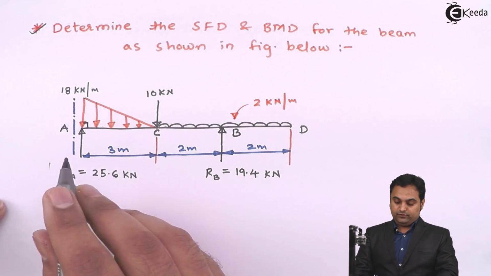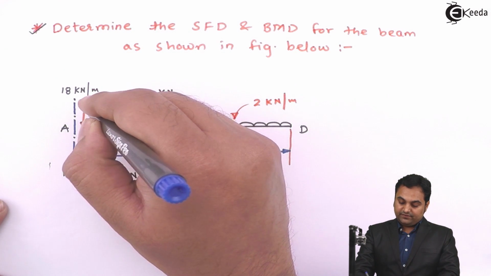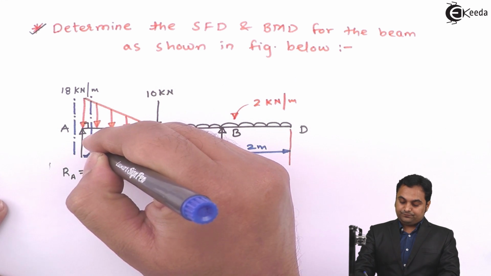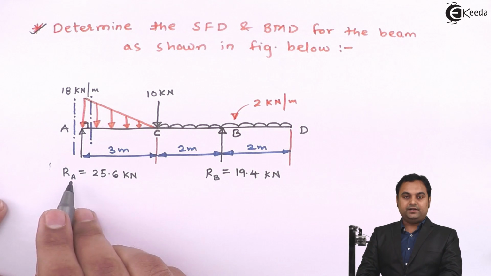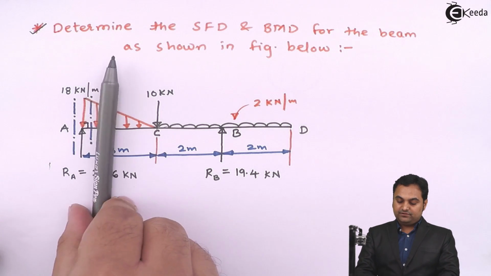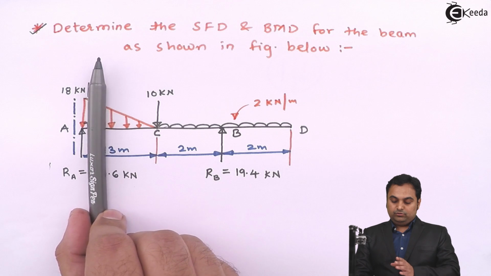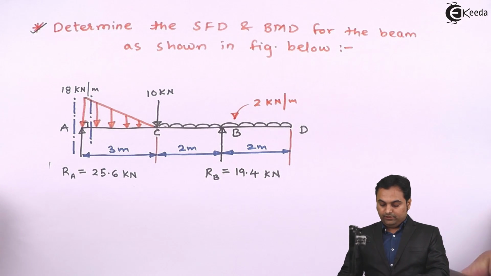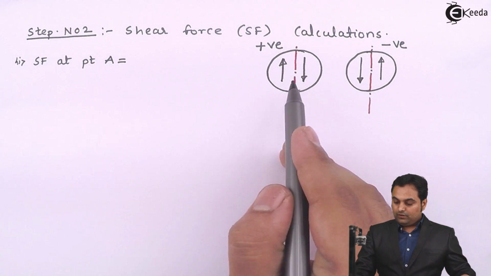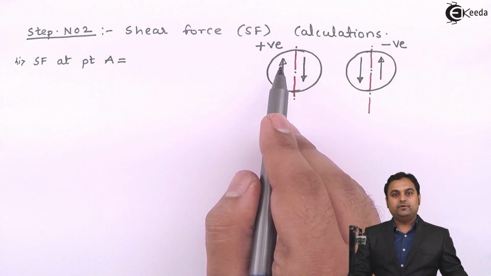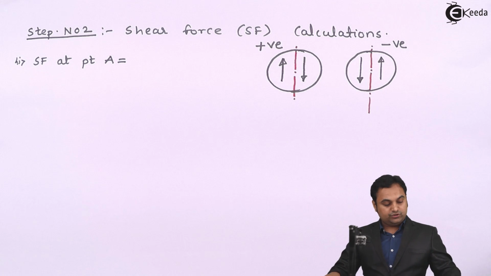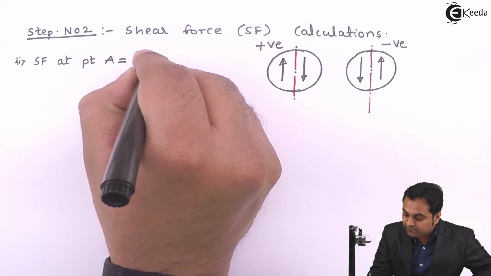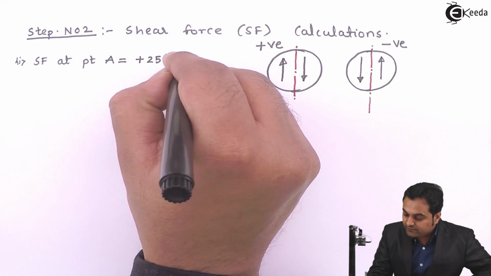Next, the other value, for that I will take the section to the right of A, very close to RA. Now if I see this section which is there on the right hand side, to the left of this section there is RA acting upward. So any of the forces which are to the left hand side acting upward must be treated positive. So shear force at A is plus RA, and the value of RA is 25.6 kilonewton.